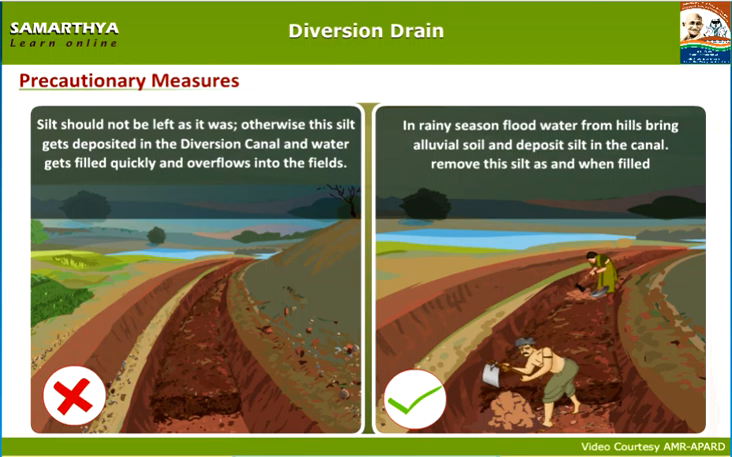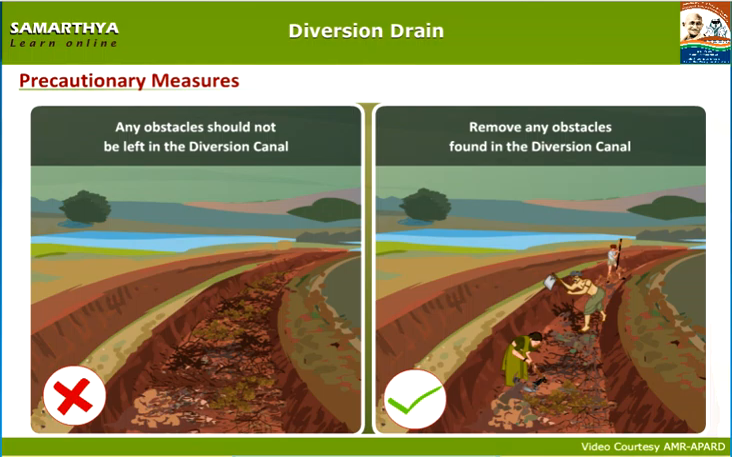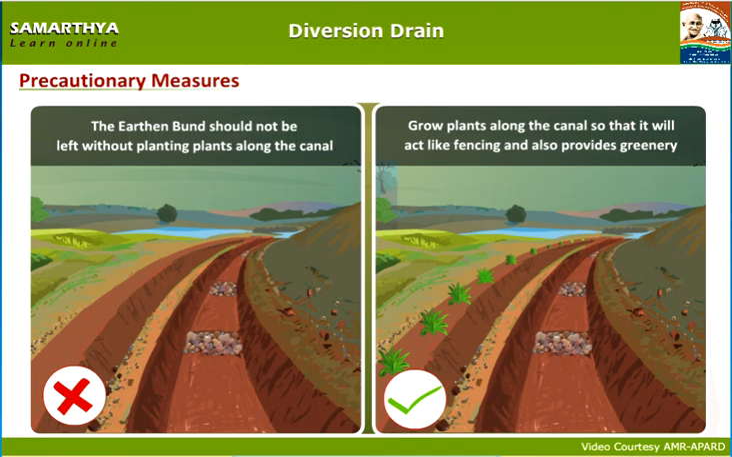Any obstacles should not be left in the diversion canals. Remove any obstacles found in the diversion canal. The earthen bund should not be left without any plantation along the canal. Grow plants along the canal so that it will act like fencing and also provide greenery.